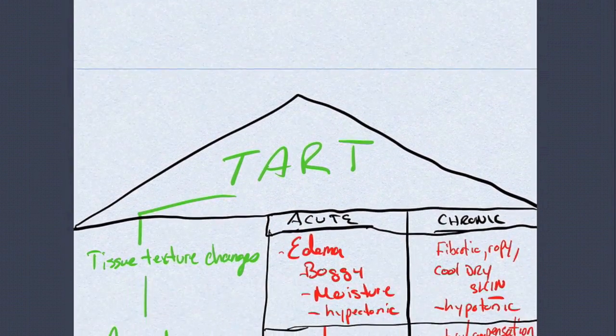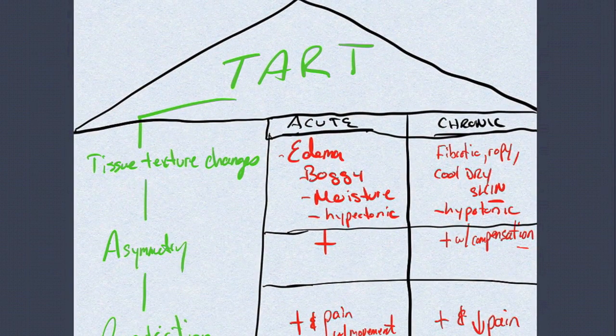In this video, we're going to go over the concept of TART. And this is something that is fundamental in OMM, and it really comes up again and again. So we're just going to go over what each of these letters mean, why it's used, and we're going to go over how TART presents in the acute or the chronic setting.